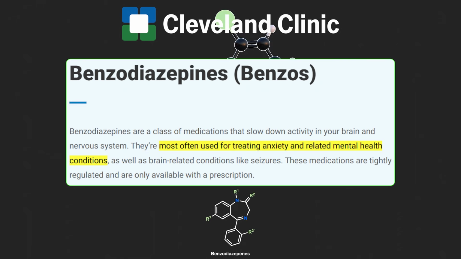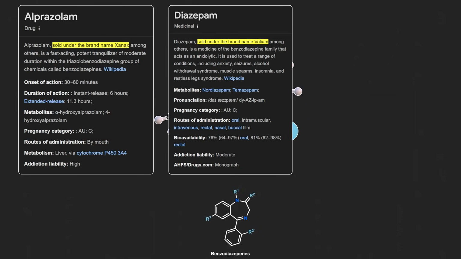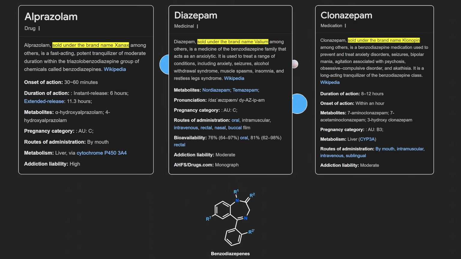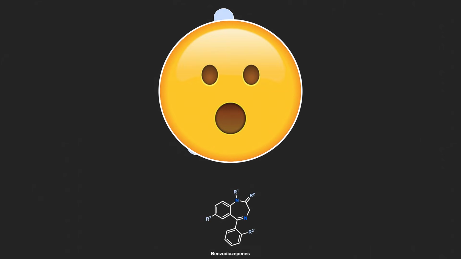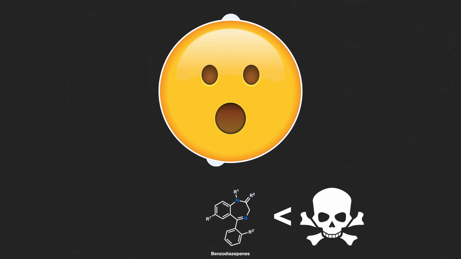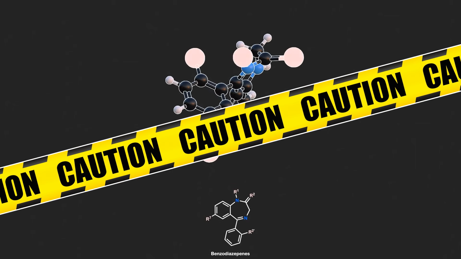Some well-known benzodiazepines include alprazolam (Xanax), diazepam (Valium), clonazepam (Klonopin), and lorazepam (Ativan). You might be surprised to hear that benzodiazepines are considered less toxic than barbiturates, depressant drugs derived from barbituric acid. Despite this, caution should be taken when taking these drugs.